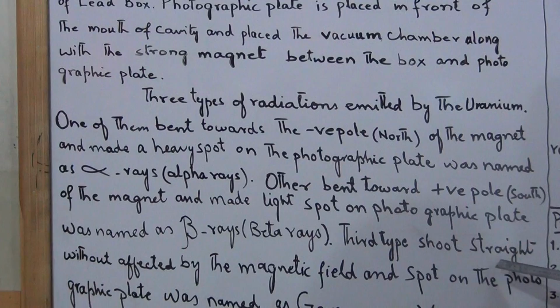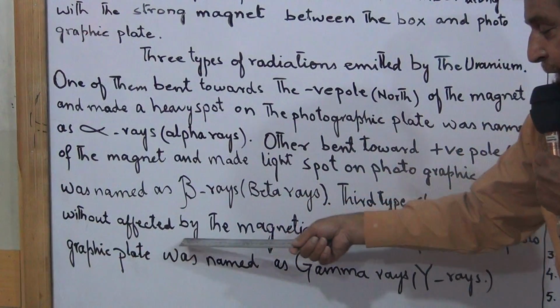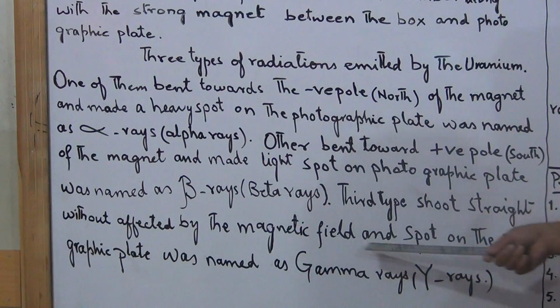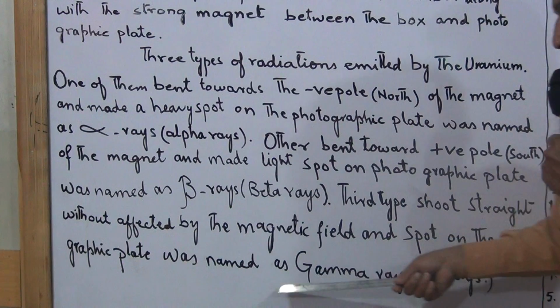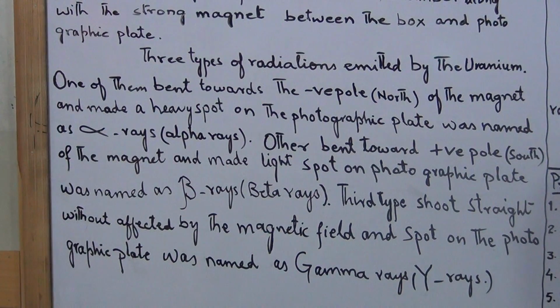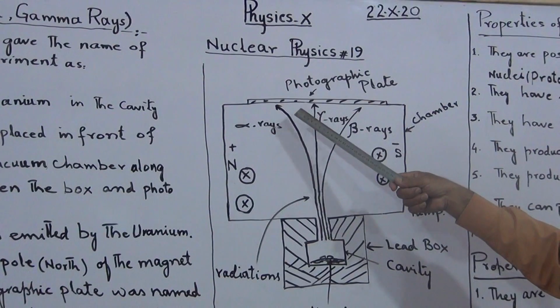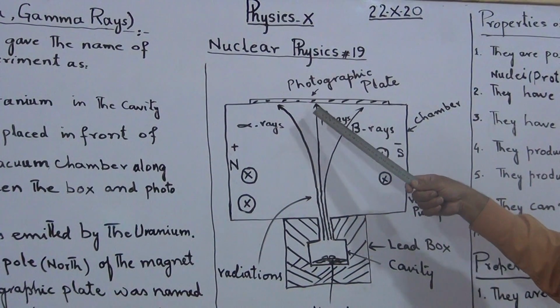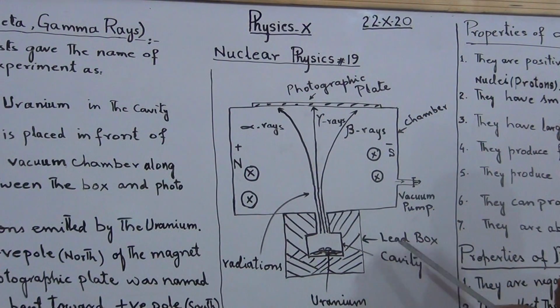Next, the third type of rays shoot straight without being affected by the magnetic field, and the spot on the photographic plate was named gamma rays. This symbol is gamma rays. So these rays go straight and also affect the photographic plate, but are not affected by the magnetic field.